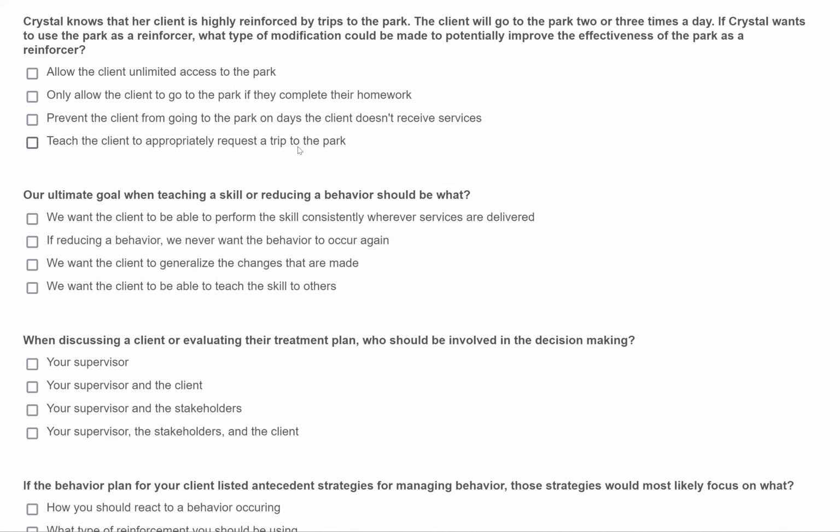And then D, teach the client to appropriately request a trip to the park. That might make it worse, right? If the client can appropriately request, the response requirement to get to the park might be too high, might decrease in value. D is just not a very good answer. If Crystal wants to use the park as a reinforcer, she could prevent the client from going to the park on days the client doesn't receive services, leading to deprivation, leading to an increase in value of the park.